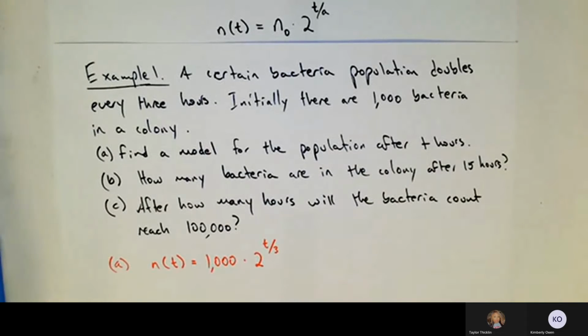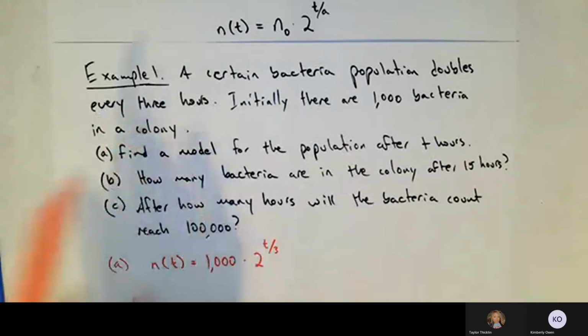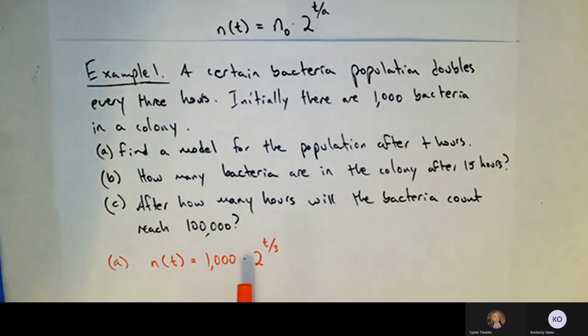That's it. That's all you need. You need to figure out the initial and then doubling time. Okay, that's it for part A. You've built a model modeling bacteria population given initial population and time it takes for the population to double. And remember order of operations, right? This is not the same as 2,000, right? You can't do 1,000 times 2 raised to the 2/3, right? This is an exponential function times some constant up front.